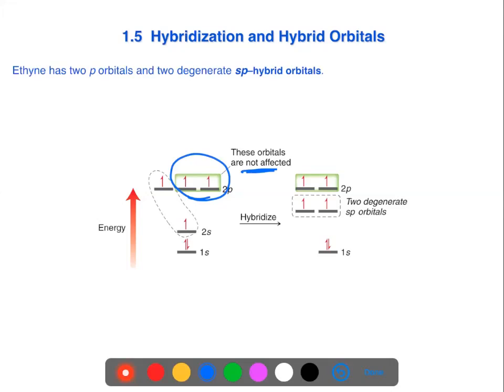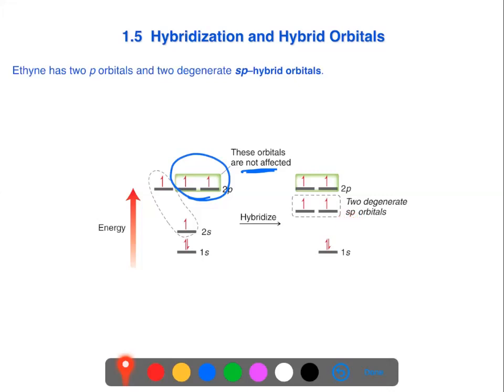So as a result, if we have to keep 2 of these 2p orbitals unmixed, then that would imply that what's remaining, what's left, is mixed. So the 2s orbital and one of the 2p's do mix, and those 2 orbitals mixing give rise to 2 degenerate sp orbitals.